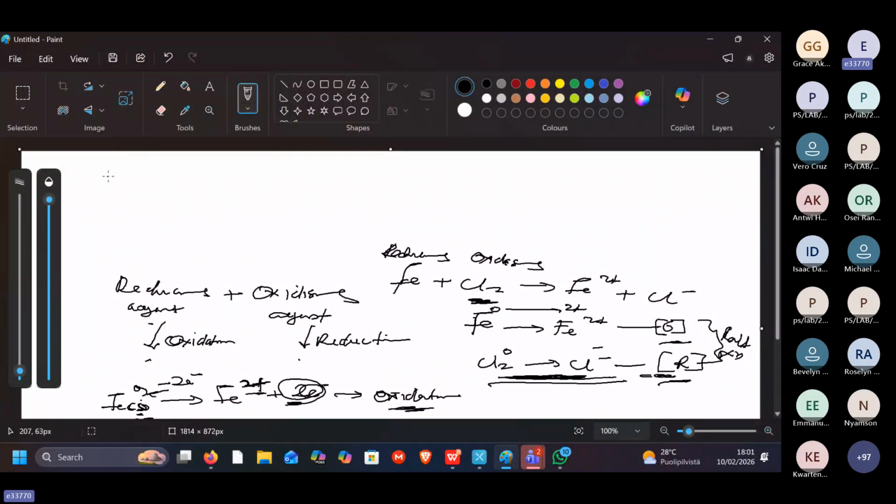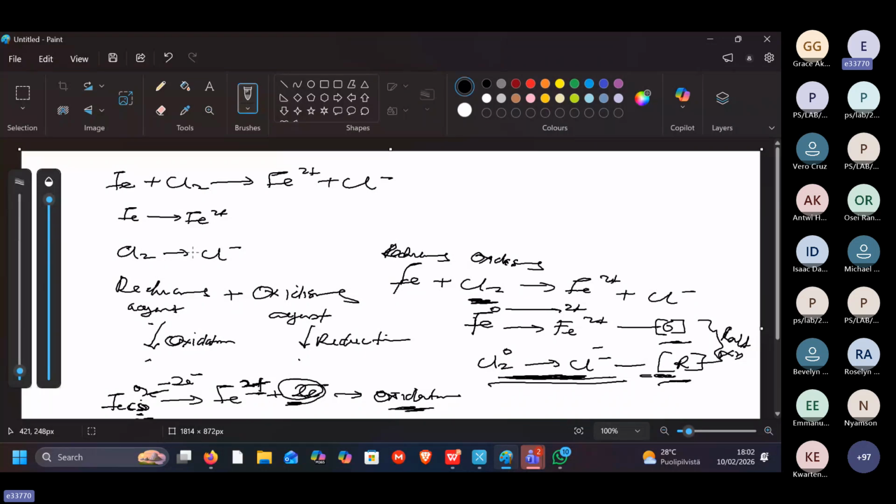So again, I take Fe plus Cl2 moving to Fe2+ plus Cl-. If you check the equation, it is not balanced. How do I balance it? I can only balance it if I separate them into their half reactions. So the half reactions will be Fe moving to Fe2+, and then Cl2 moving to Cl-. These are the oxidation and reduction half reactions.